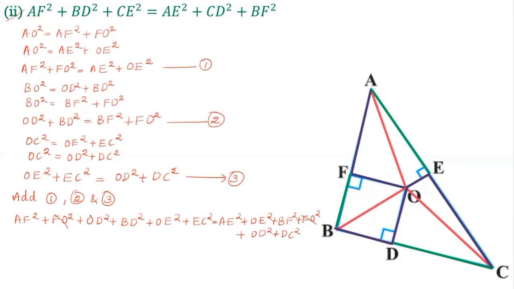Now see here, cancel the terms which are the same on the left hand side and right hand side: FO square and FO square, OD square and OD square, then OE square and OE square. So you will get AF square plus BD square plus EC square is equal to AE square plus BF square plus DC square. Hence proved. We got AF square plus BD square plus CE square is equal to AE square plus CD square plus BF square. Hence proved.